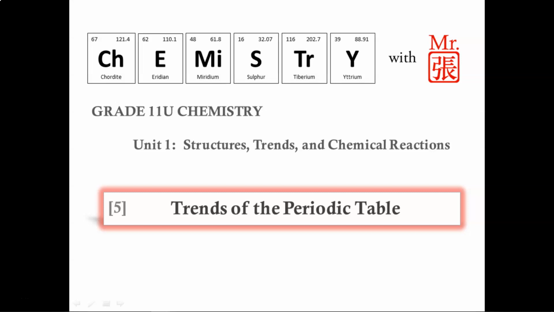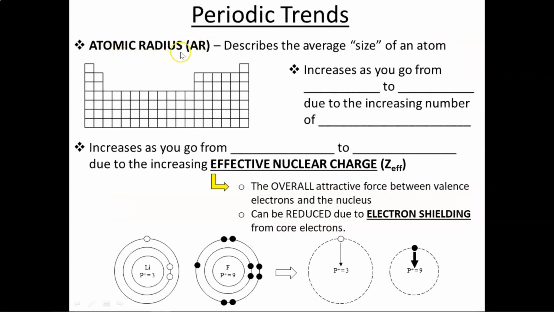In this video tutorial, we will be looking at some trends or patterns of the periodic table. So let's begin with atomic radius. That essentially describes the average size of an atom. Now, the size of the atom increases as you go from top to bottom because the number of electron shells increases as you go from top to bottom on the periodic table.